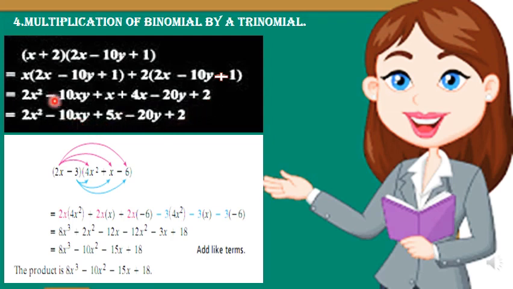If you have any like terms in this, you are going to simplify. Do we have? Yes, x and 4x are like terms. They have plus sign. So plus x plus 4x is going to be plus 5x. Remaining terms will be written as it is. So 2x square minus 10xy plus 5x minus 20y plus 2. So this is going to be the final product. So you are going to stop here. There is one more example for you all. You can work out this in your rough notebook.